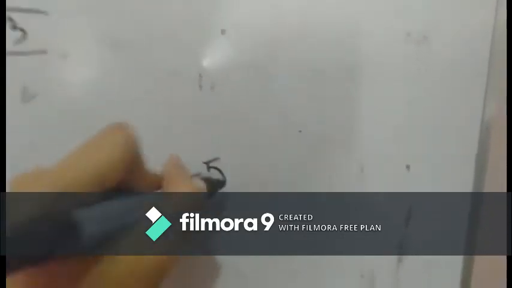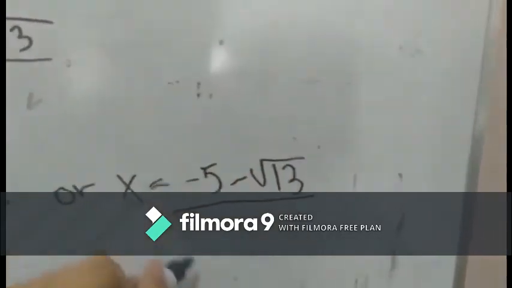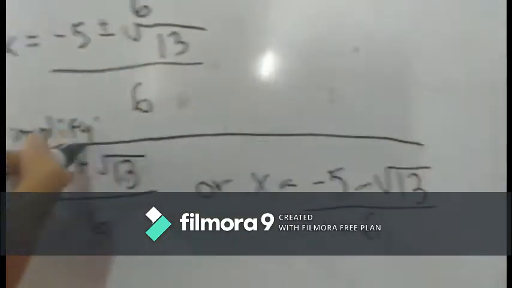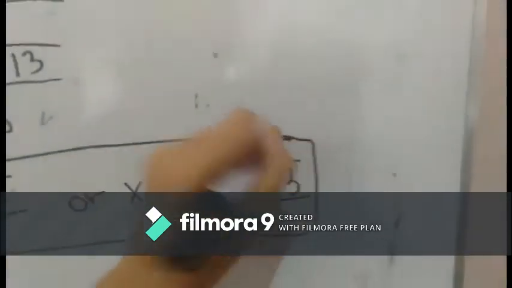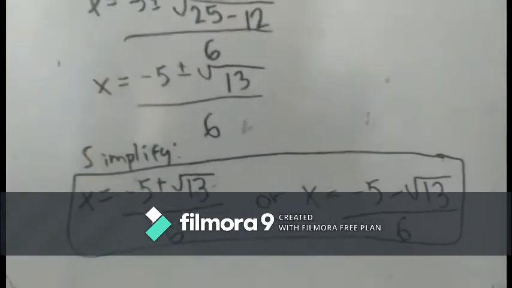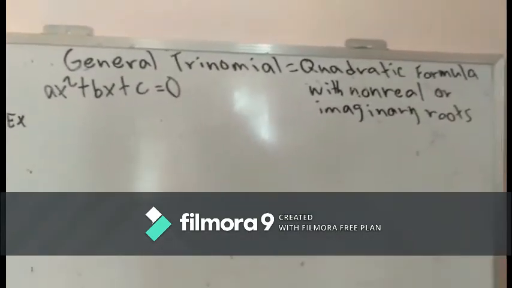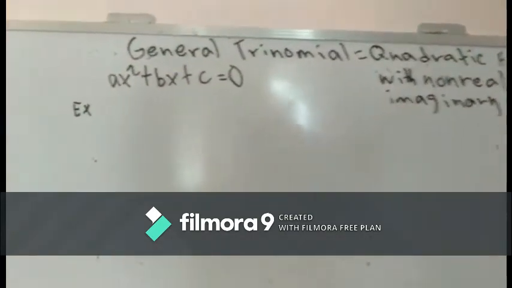5 plus 13 over 6. So this is our final answer. If the numbers can't be simplified, then you need to simplify it, because it's important. So our eighth method is the general trinomial quadratic formula with non-real or imaginary roots.